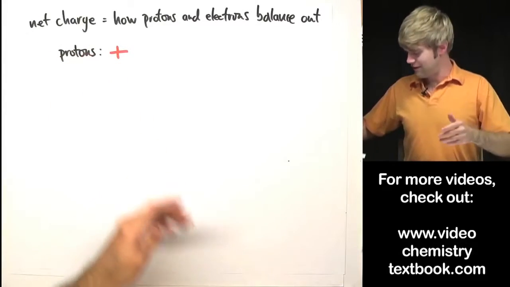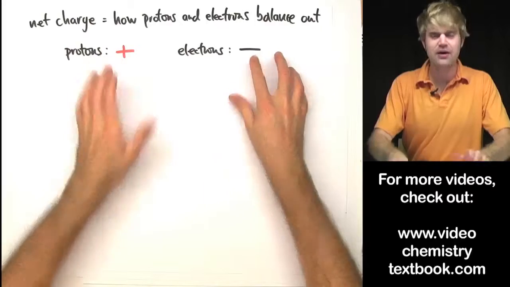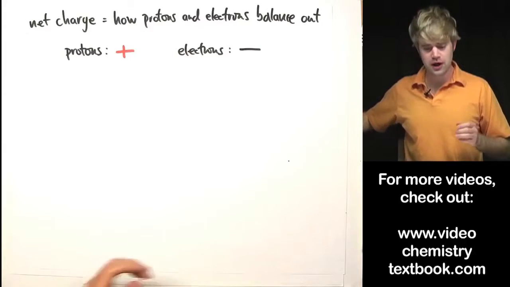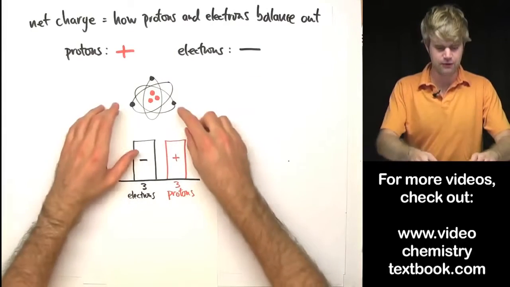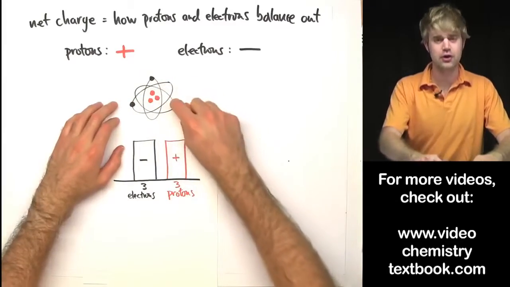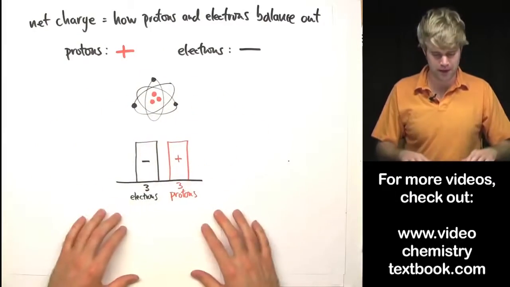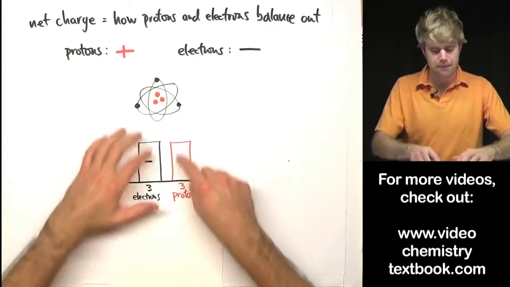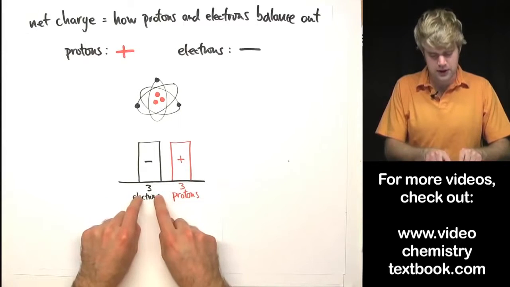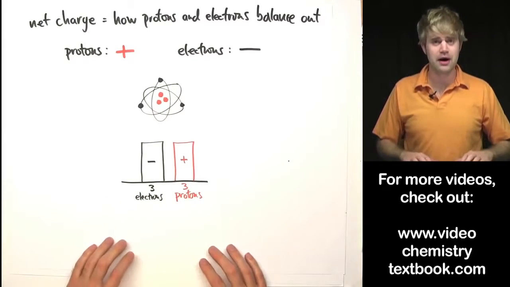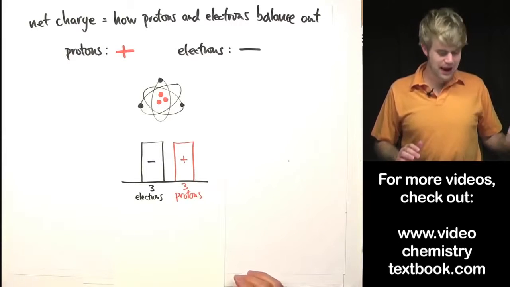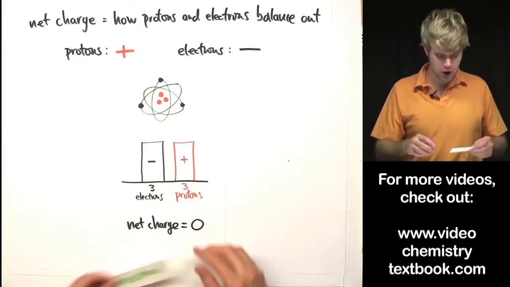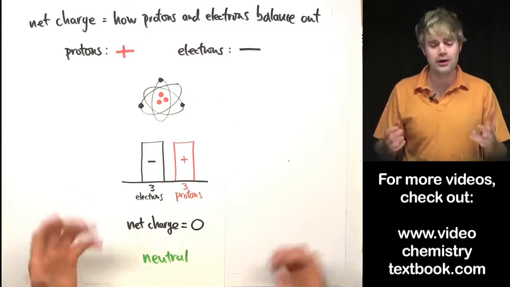So protons, as you know, have a positive charge, and electrons have a negative charge. So that means that if we have the same number of protons and electrons in an atom, like I have right here, 3 protons and 3 electrons. I'm not drawing the neutrons here because we're not worried about them. Here we have the same number of protons and electrons. They're going to balance each other out. This 3 minus is going to balance out the 3 positive. So we're going to end up with an atom that has a net charge of 0 because these two things balance out, and we can call this atom neutral, which means that it has no net charge.